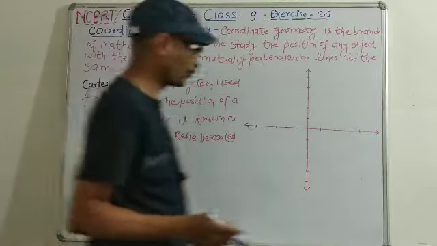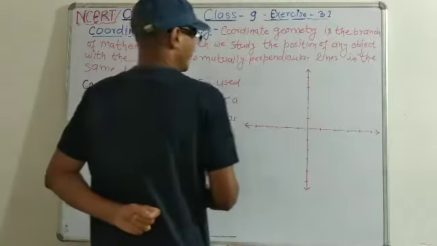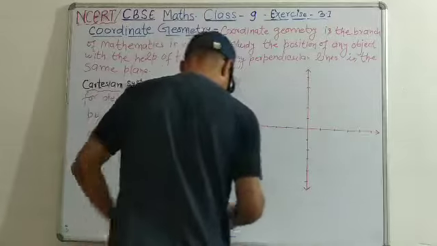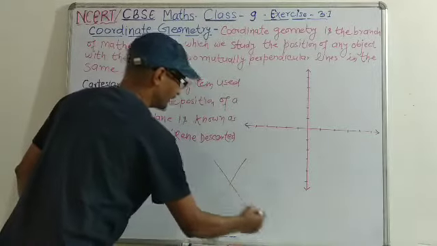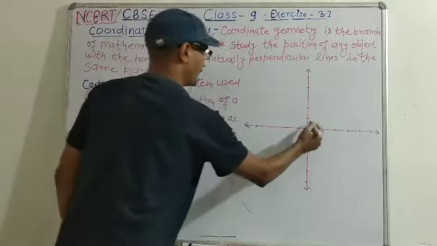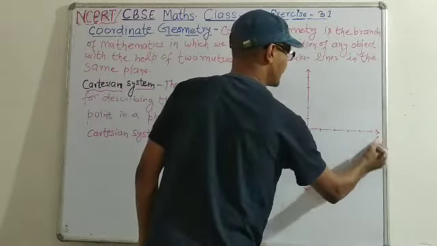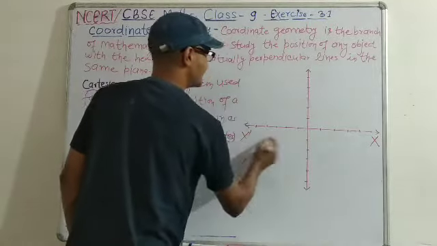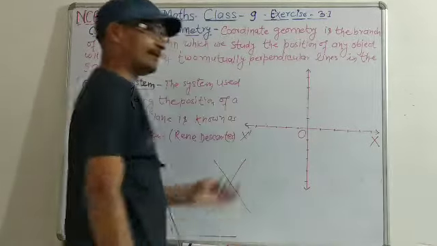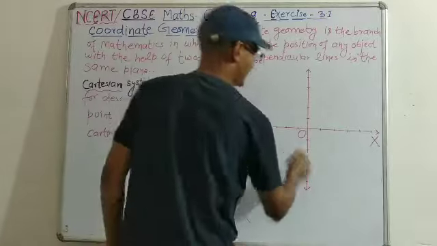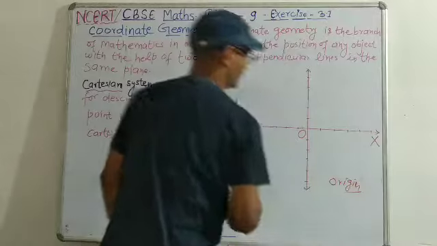Now there are some main things we have to study here. It is necessary that the two lines are mutually perpendicular, like this, at 90 degrees; we cannot draw them in any other way. This line is known as the x-axis, and this is x dash. The point where the two lines intersect each other is known as the origin. You must understand this basic thing, the origin.